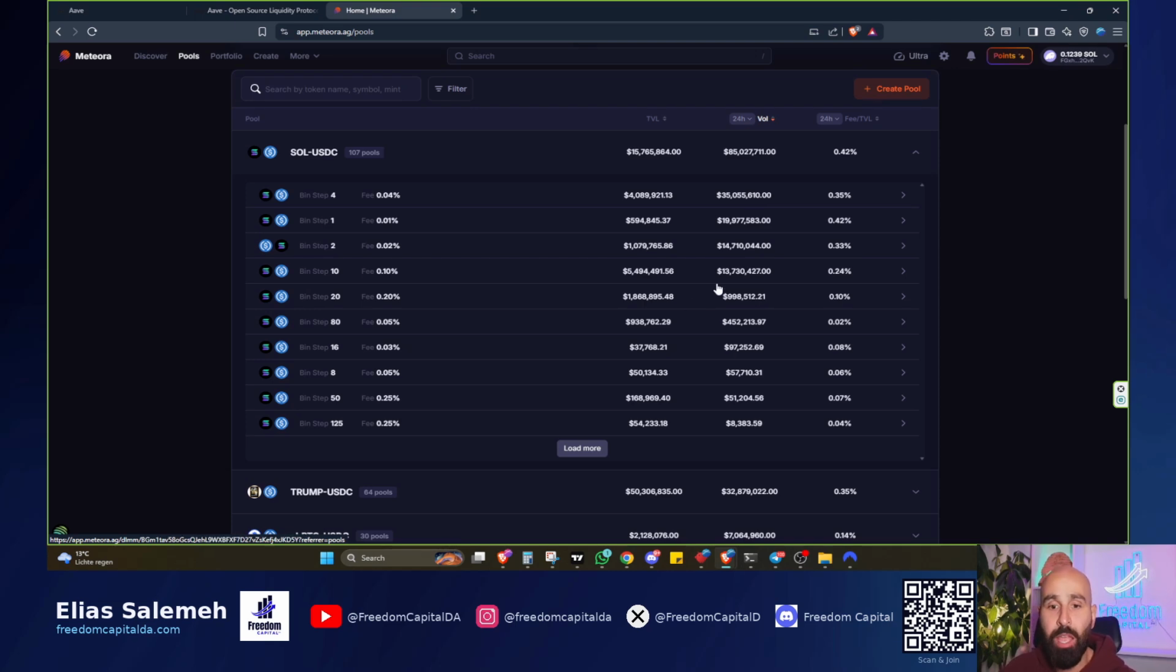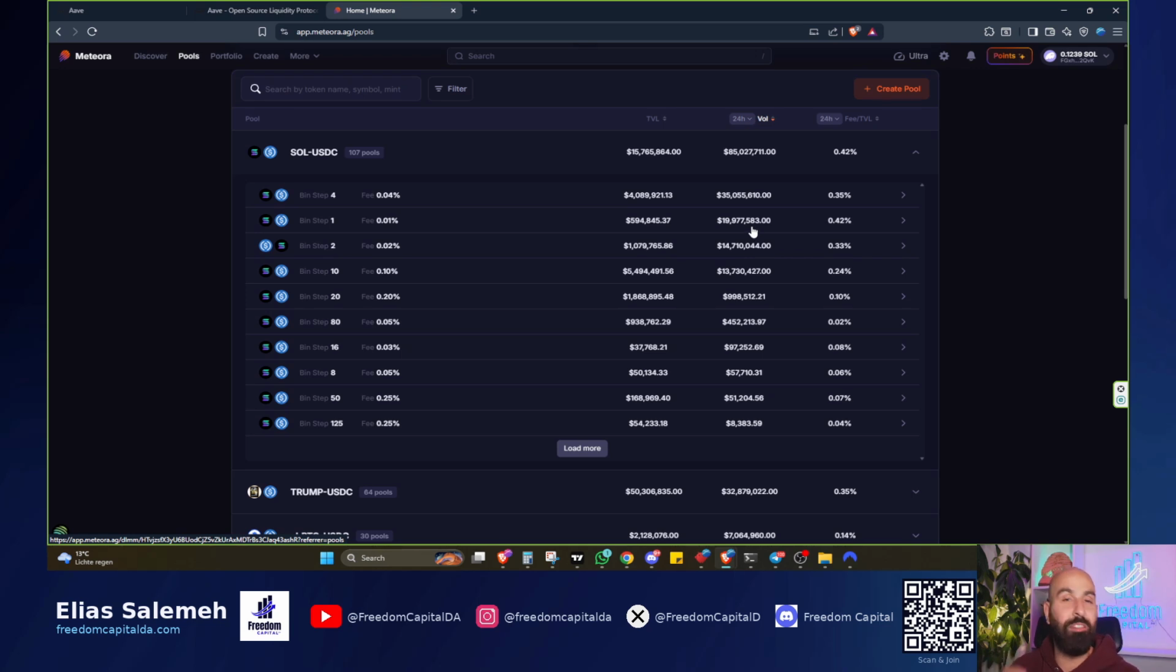Let's take an example. If you look at the four biggest pools with the highest volume in the last 24 hours, what do we see? We see that you have here $35 million of volume for the first pool or sub pool, which constitutes 4 bin steps. So an acceptable price range if you want, and the fee is 0.04. You also have 0.01 fee, but $20 million of total volume.